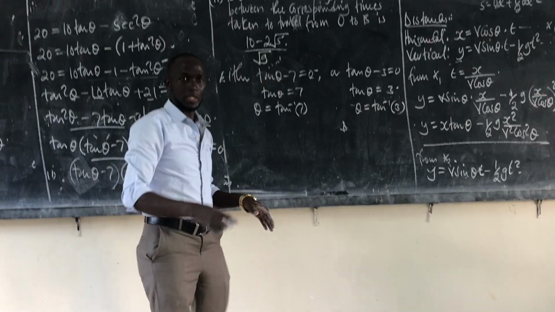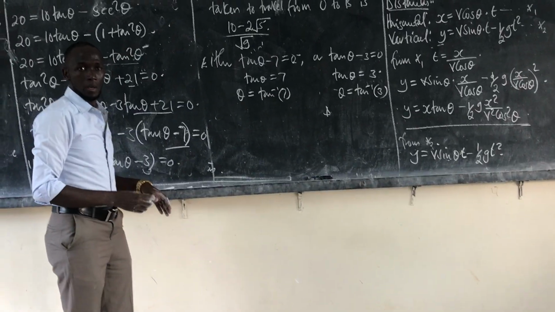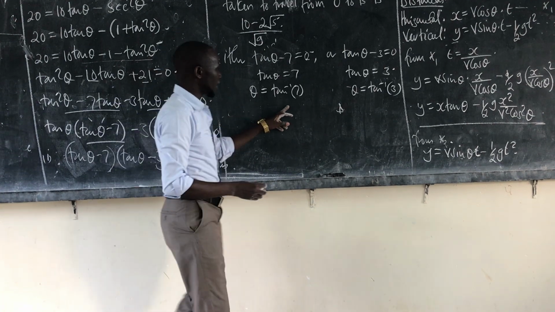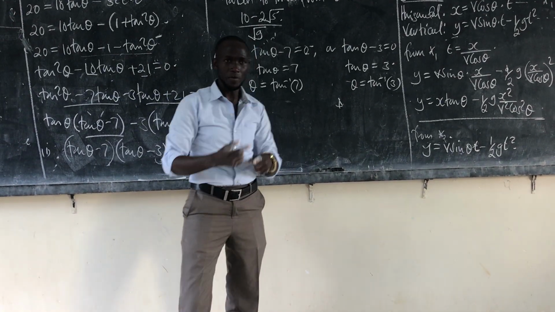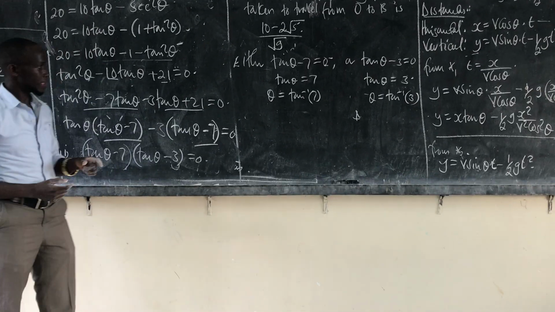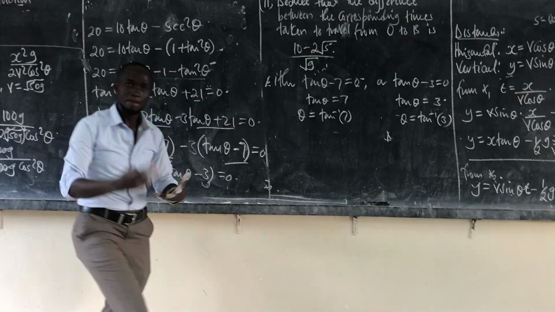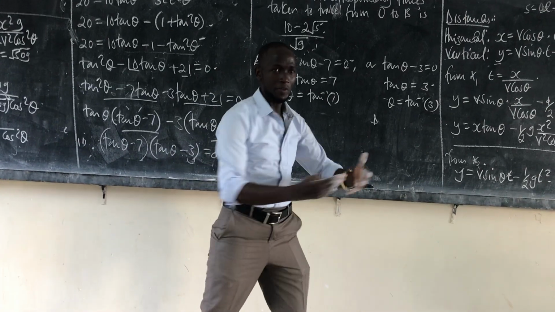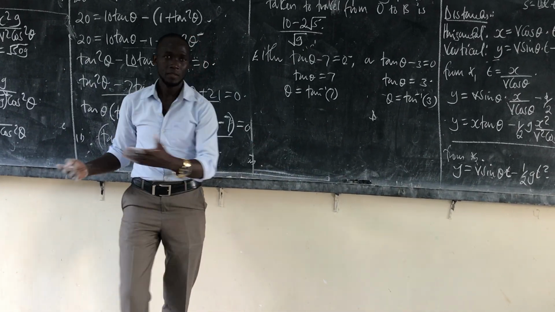Arctan of 7, what have you gotten? Arctan of 7? 1.428. I need an angle. Put your calculator to degrees and get me the arctan of 7. Change it to degrees from radians if it is in radians.